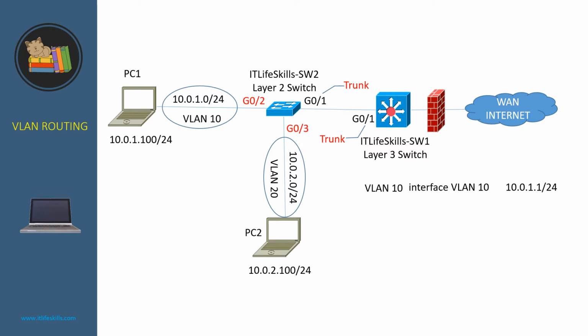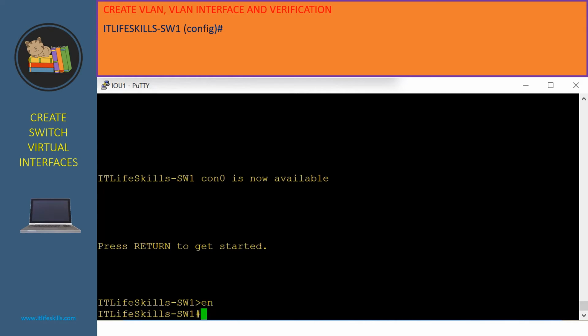To create a switch virtual interface, at the switch configuration mode, we issue the command interface vlan, then we provide the VLAN number, then hit enter. It will bring us into the interface configuration mode. Then we can assign the IP address using the command ip address. Then we provide the IP address and the subnet mask, then hit enter. Let's do it on IT Life Skill Switch 1.